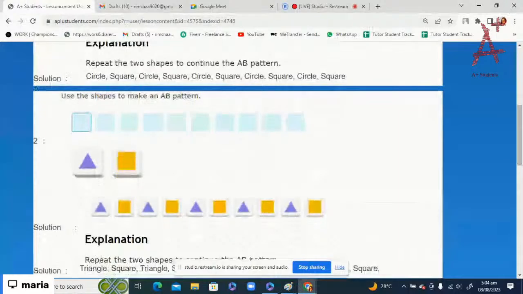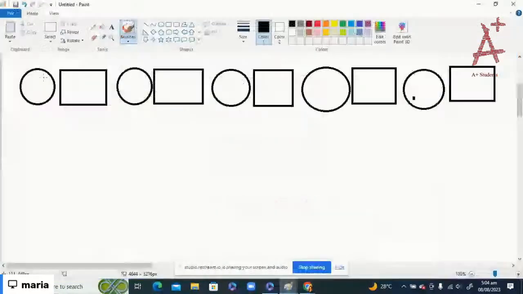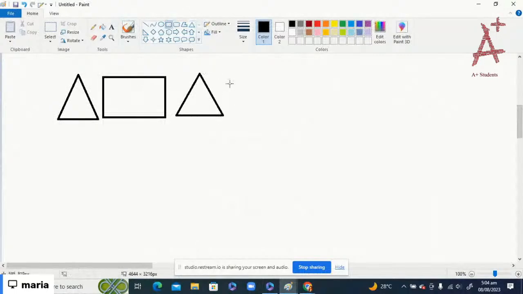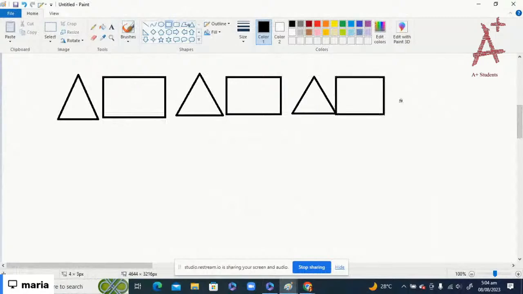Now use the shapes to make the AB pattern. Now here are two different shapes. Before we used the circle and square. Now we are using the triangle and the square. The first shape is the triangle, then comes the square, then again triangle, then square. Then again a triangle, then a square, then a triangle and a square. So this will also create one kind of pattern.